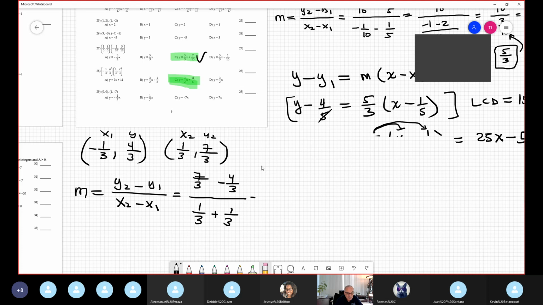Oh, this is easier because when the denominator is the same, the only thing that you should do is subtract the top part. 7 minus 4 is 3. Wow, and 3 divided by 3 is 1. And this is 1 plus 1 is 2/3. And the reciprocal of 2/3 is 3/2. Boom, it's okay.